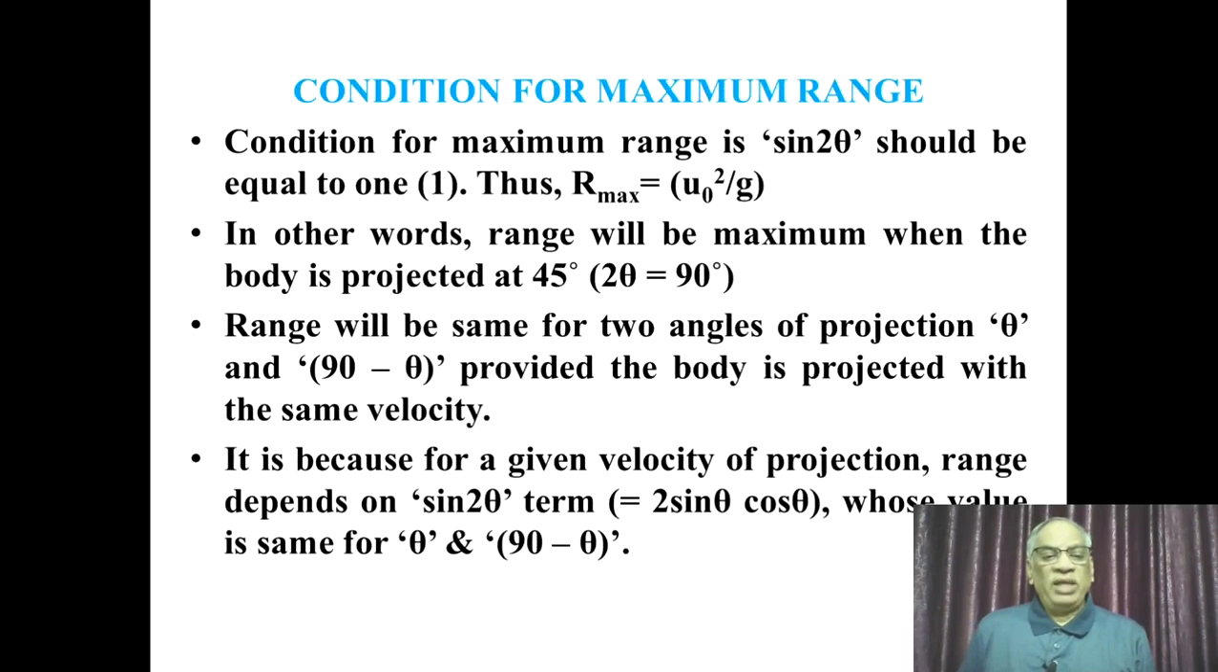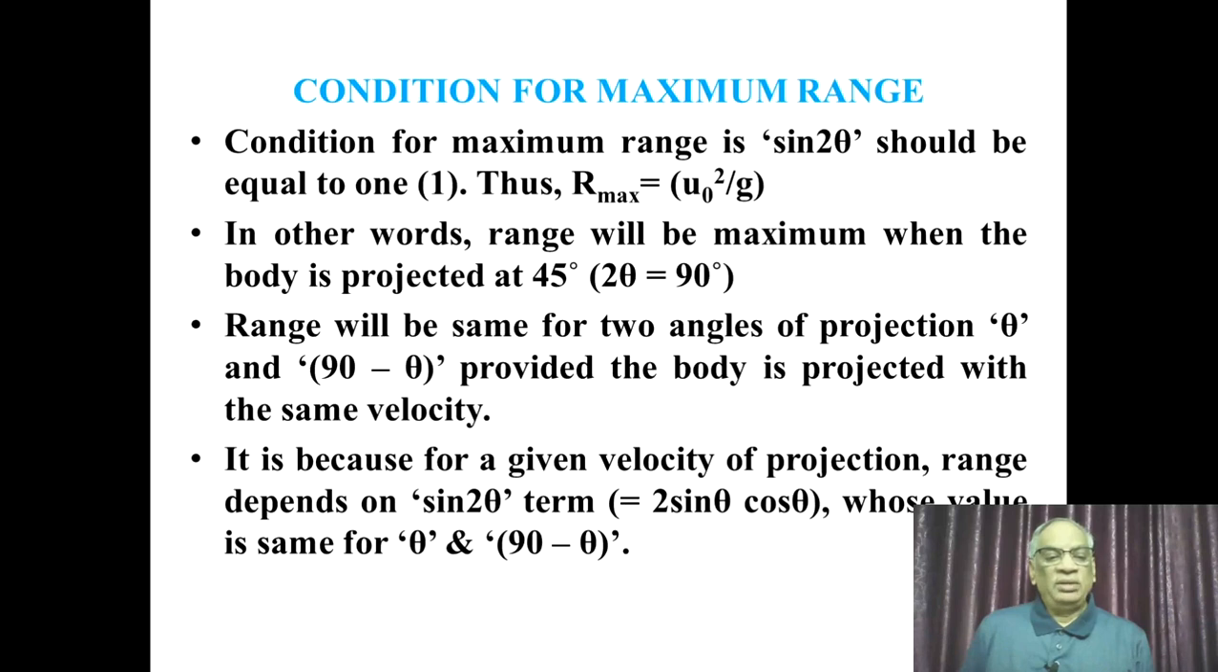So what is the condition for maximum range? Because for a given velocity the range depends on θ, sin 2θ can be equal to 1, which is the maximum value it can have, so that R max becomes u₀² by g. Then 2θ becomes 90 degrees, or θ becomes 45 degrees. Hence, the range will be maximum when a body is projected at an angle of 45 degrees.